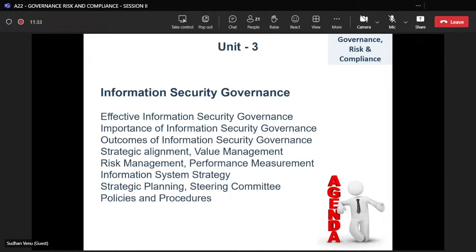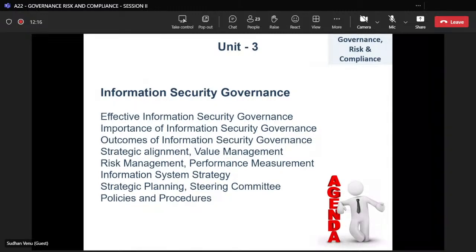In these topics, we are going to see effective information security governance, how we can effectively implement information security in terms of governance, what the importance of information security is, what the outcomes are if we implement governance in terms of information security, and the strategies for understanding effective information security governance. So these are the things we are going to see.